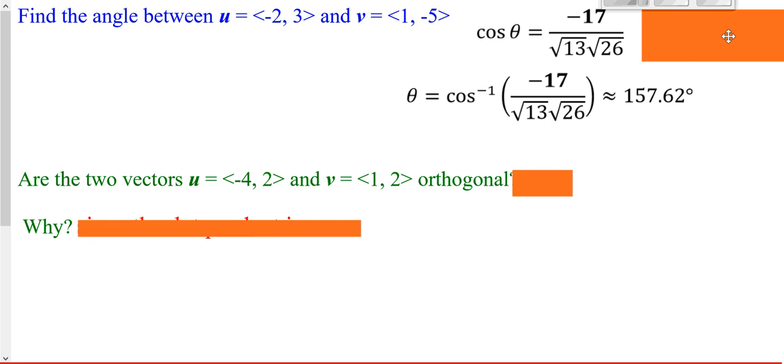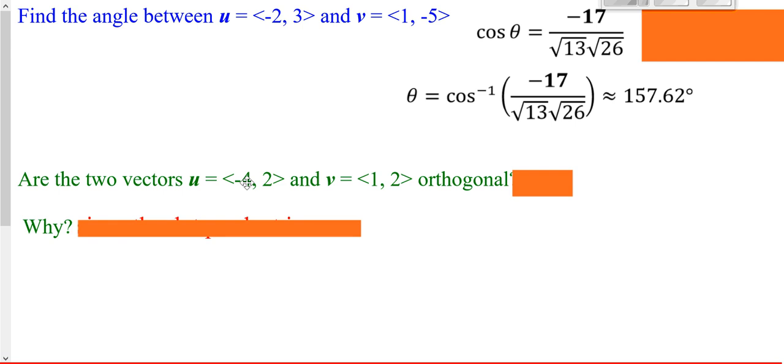On the green problem, once again, we have two vectors. We want to know, are they orthogonal? So it's either a yes or a no. Could we go ahead and do our angle between two vectors formula like we did up above? Yes, but remember, if they're orthogonal, all we have to do is check their dot product.